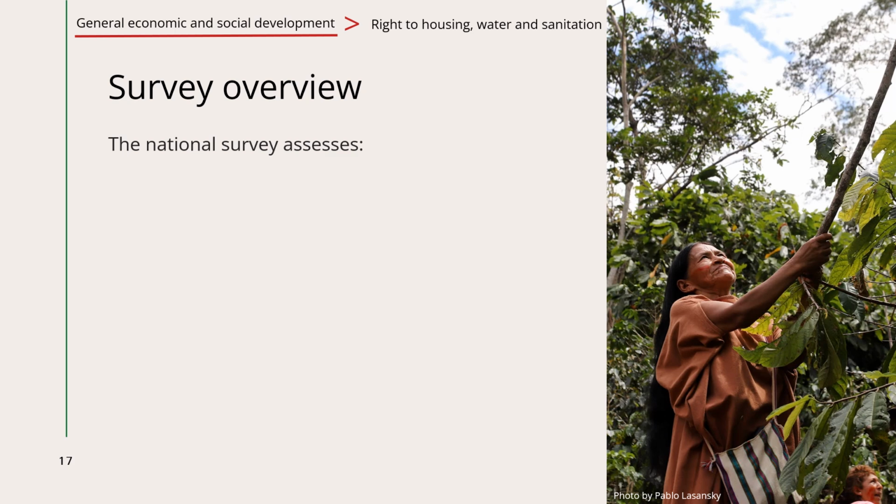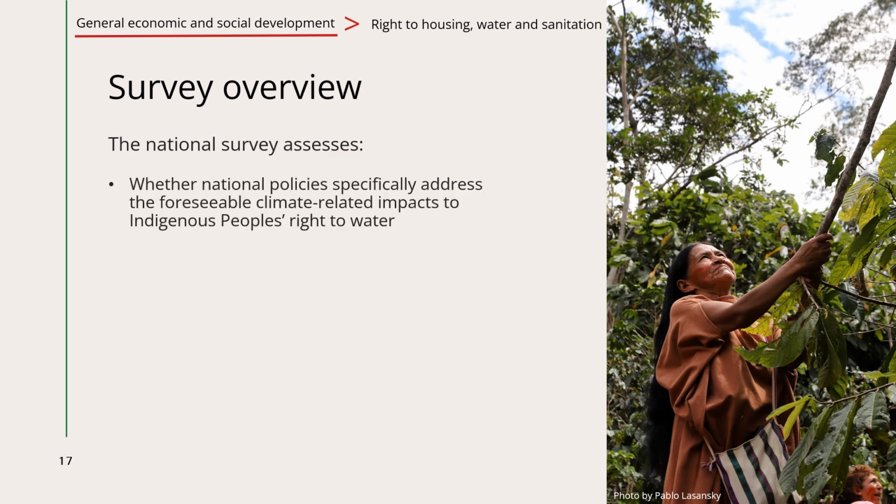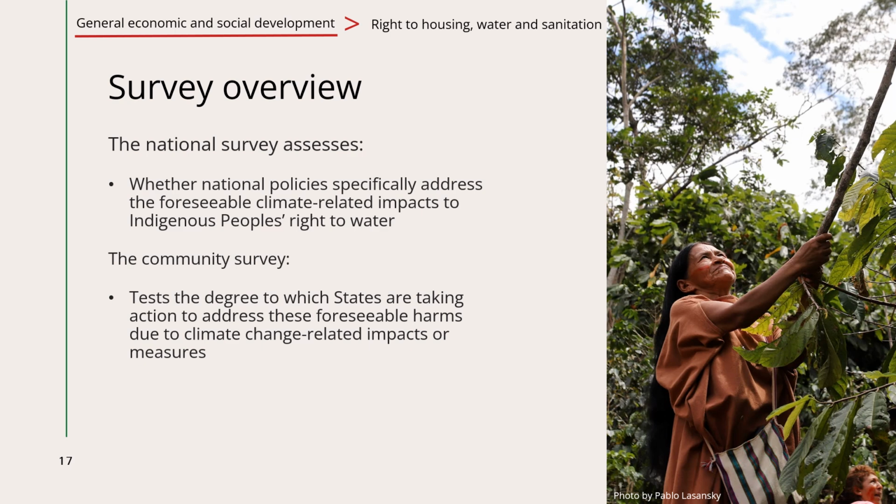The National Survey assesses whether national policies specifically address the foreseeable climate-related impacts to Indigenous peoples' rights to water. The Community Survey then tests the degree to which states are taking action to address these foreseeable harms due to climate change-related impacts or measures.